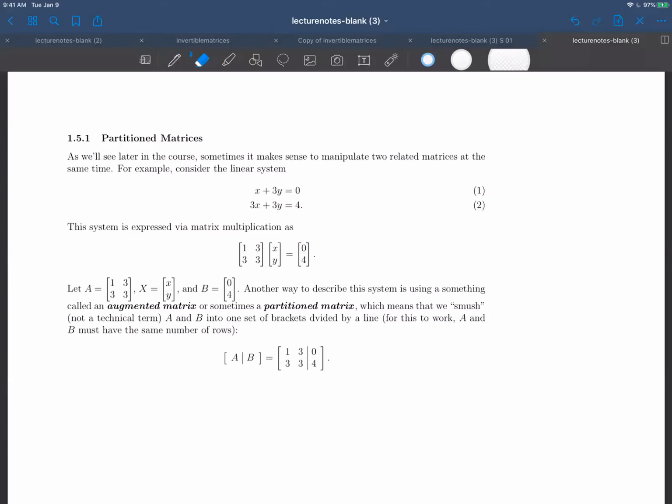We've got x plus 3y equals 0 and 3x plus 3y equals 4. And we could do something like elimination and substitution to figure out what x and y should be. If we write it via matrix multiplication, which we've talked a little bit about, we get a coefficient matrix A, we get a vector of variables with x, y in it, and we get a vector on the other side with the b's that we're setting our equations equal to.